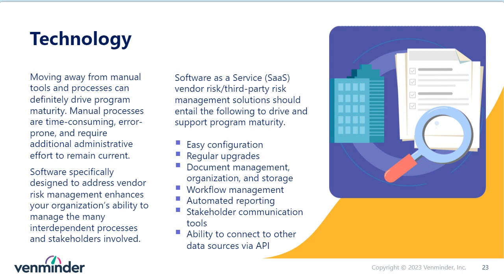So when it comes to your technology, specifically the technology you're going to use to support your program, like your third-party risk management system, you want to make sure that it has easy configuration, that it's getting updated regularly, and that it really does provide the right document management, storage and organization. We want to automate those workflows and reporting, and there should be communication tools, at least to your vendors within the tool, and it should also reach your vendor owner at a bare minimum. And it's really important that it has the ability to connect to other data sources, like your accounts payable, through API or other means.